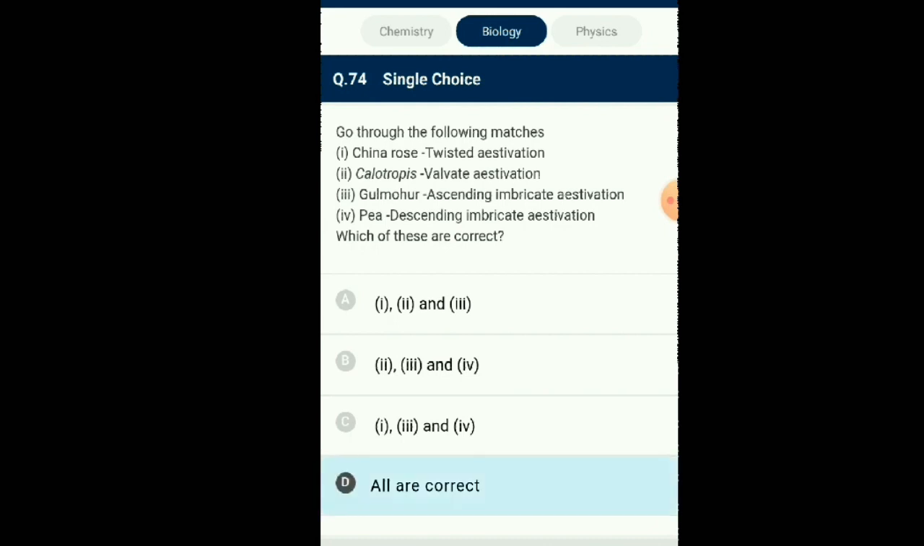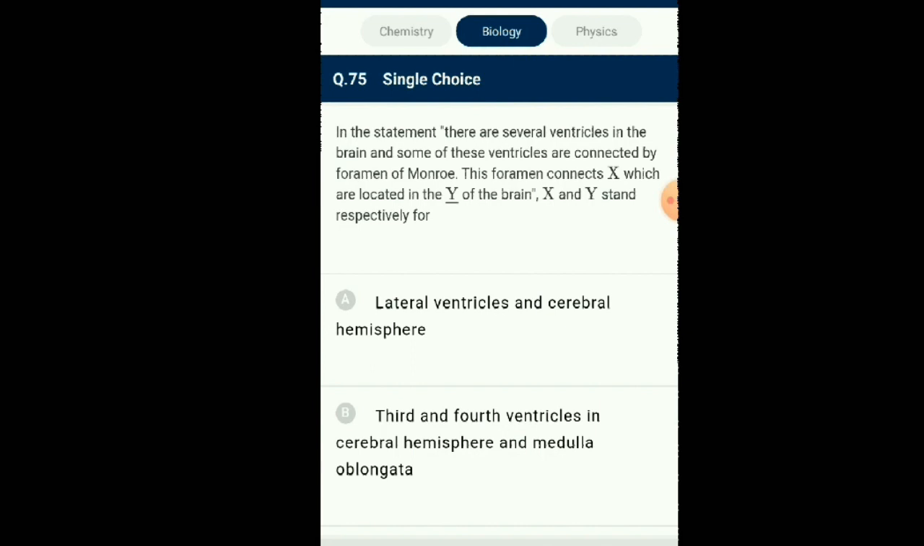Correct. Question number 75. There are several ventricles in the brain, and some of these ventricles are connected by the foramen of Monro. This foramen connects X, which are located in the Y of the brain. X and Y stand respectively for?